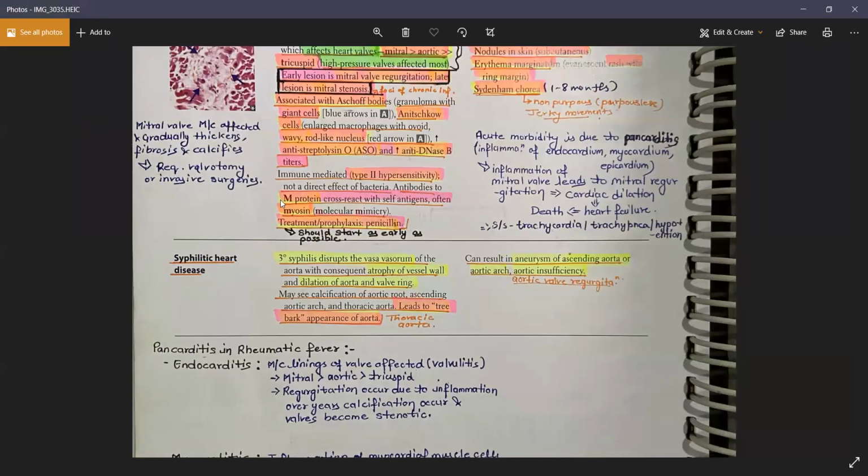And why did this happen? Because of the M protein cross-reactivity. It is a type 2 hypersensitivity reaction, while PSGN is a type 3 hypersensitivity reaction. Treatment: whenever you suspect a case of pharyngitis with Streptococcus pyogenes, or any case of pharyngitis whenever you encounter, you need to immediately give the patient penicillins as soon as possible to prevent this complication, right?